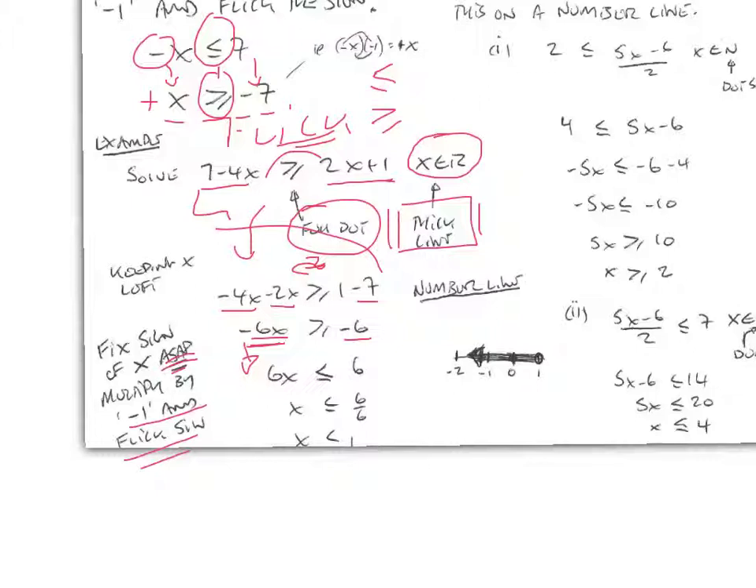Okay, so 6x is less than or equal to 6. So the sign has flicked, it's changed direction from this way now to this way. And this has gone to positive 6 because I've multiplied both sides by -1 and the sign is flicked. So x then is less than or equal to 6 over 6. x is less than or equal to 1.